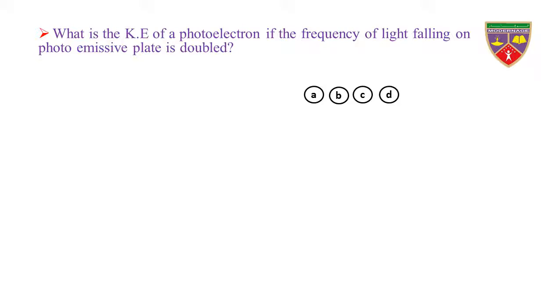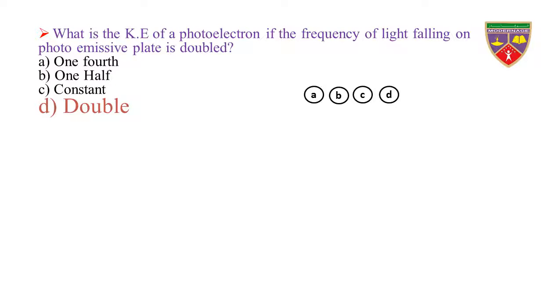What is the kinetic energy of a photoelectron if the frequency of light falling on the photoemissive plate is doubled? Option A, 1/4; option B, 1/2; option C, constant; option D, double. The key is double. Therefore, the correct option is D.